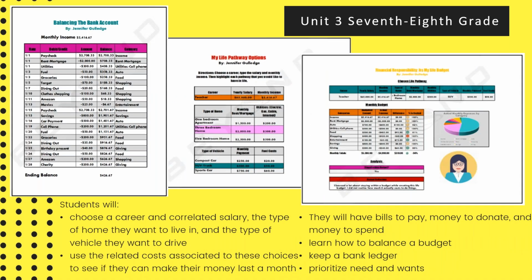Our 7th, 8th grade is doing a real life simulation. They're going to choose a career with a connected salary. They're going to go online and find a salary that's connected to that career. Then they get to choose the type of home that's also connected with a monthly amount and utility amount. Then they also choose a vehicle, again, connected to a monthly payment and costs. And they're going to use those options to then see if they can make their money last over an entire month.